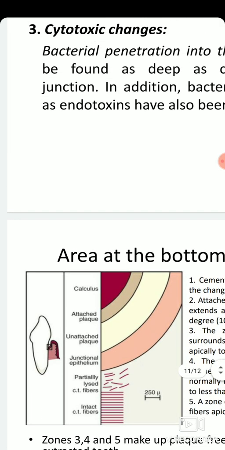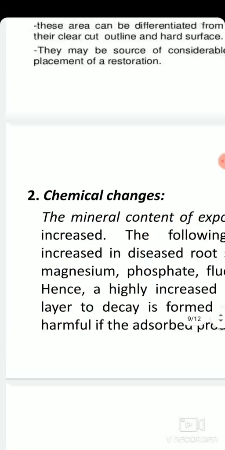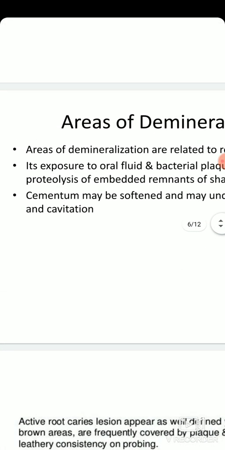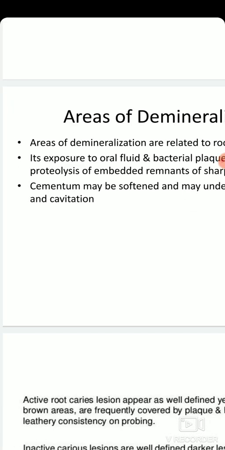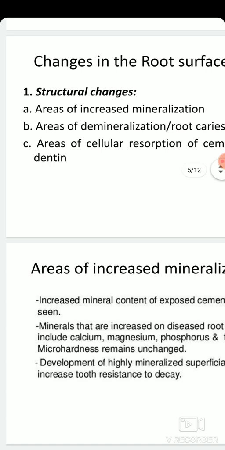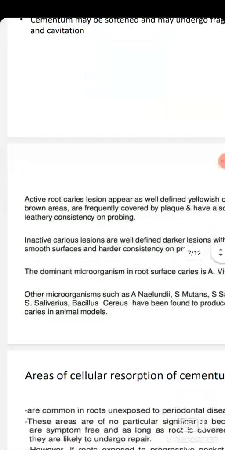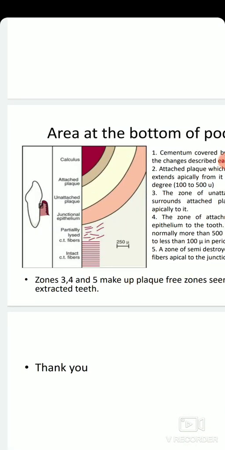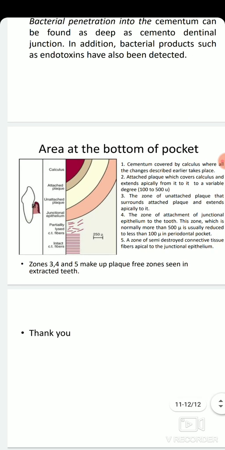In root surface changes, the most important things to remember are the general anatomy of the root and its attachments, and the changes in the root surface. The different changes include structural changes, chemical changes, and cytotoxic changes, and the areas at the bottom of the pocket should be remembered. Thank you.